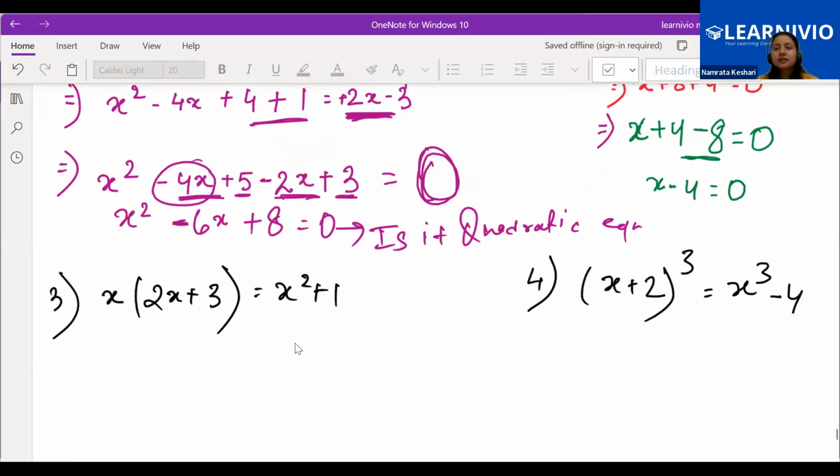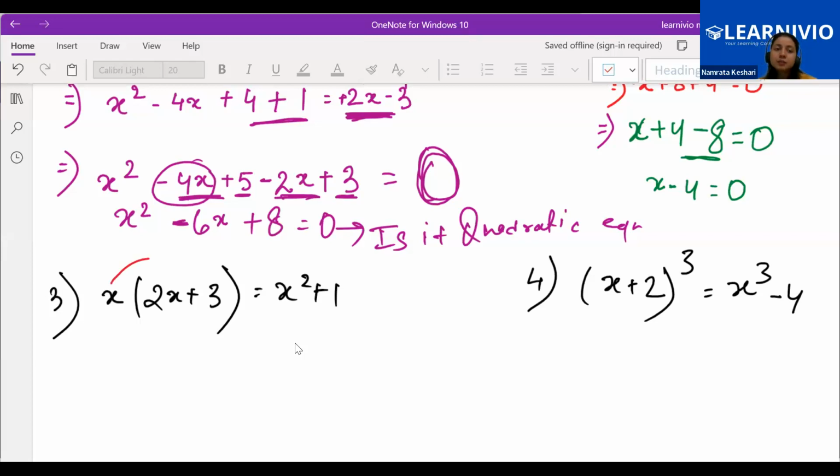Yes, is it quadratic? No, it's not quadratic. It's not quadratic. Alvina, it's not quadratic. Ma'am, it is. It is.